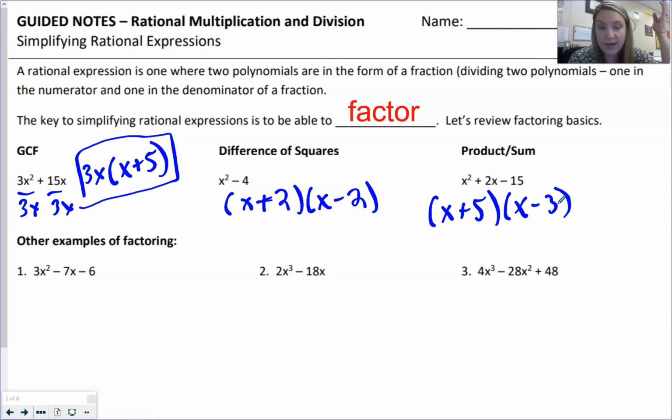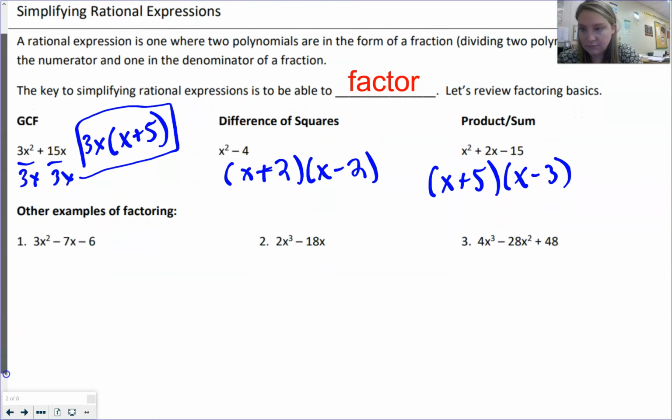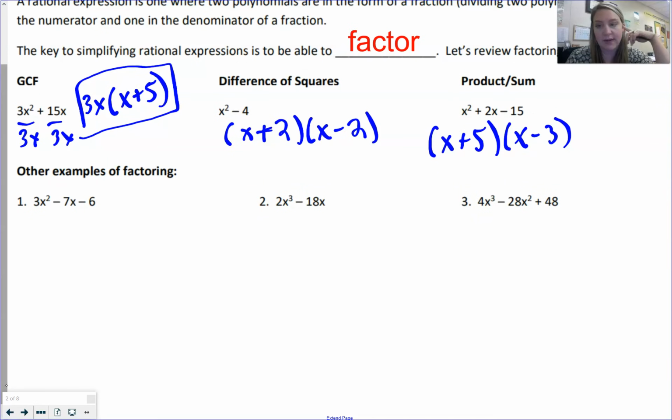Okay. Other ways we can factor. Let's slide this down. We have 3x squared minus 7x minus 6. With this one, I can't do basic factoring. There is no greatest common factor, and it's not a difference of squares. So what we're going to have to do is either factor by grouping, or we can do slip and slide for this one. I think I'm going to do slip and slide.